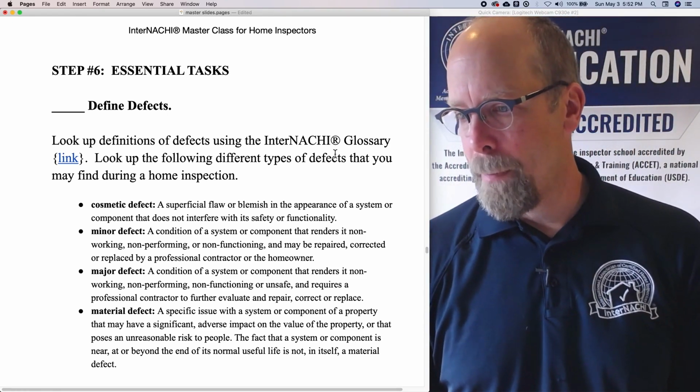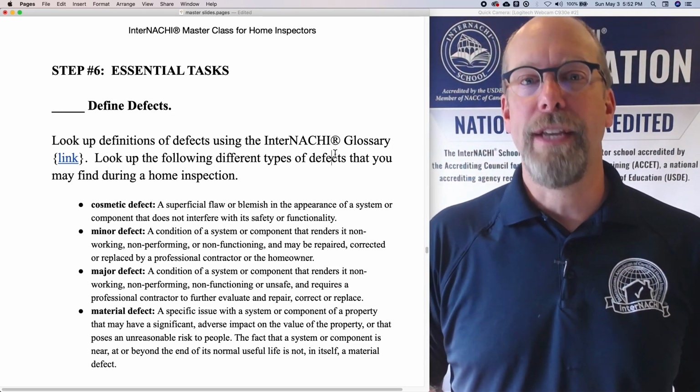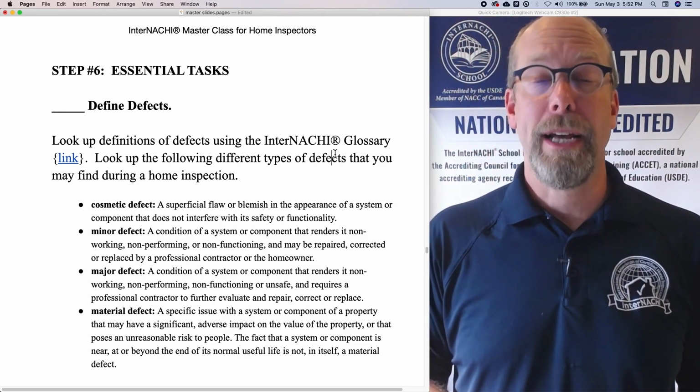So look up the definitions of defects using InterNACHI's glossary by clicking the link right now.